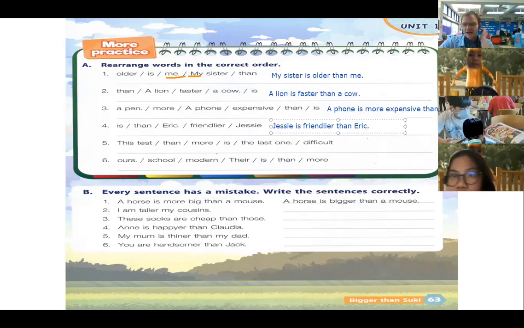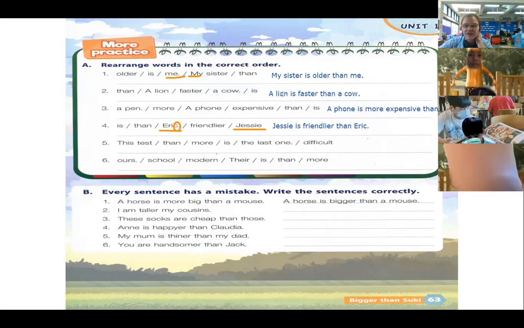Excellent. So here we have two words with capital letters here. We have Eric and we have Jessie. But Eric already has a punctuation mark at the end here. Do you see? So it means it has to be at the end of the sentence. Excellent, you guys. There's 2 more to go.